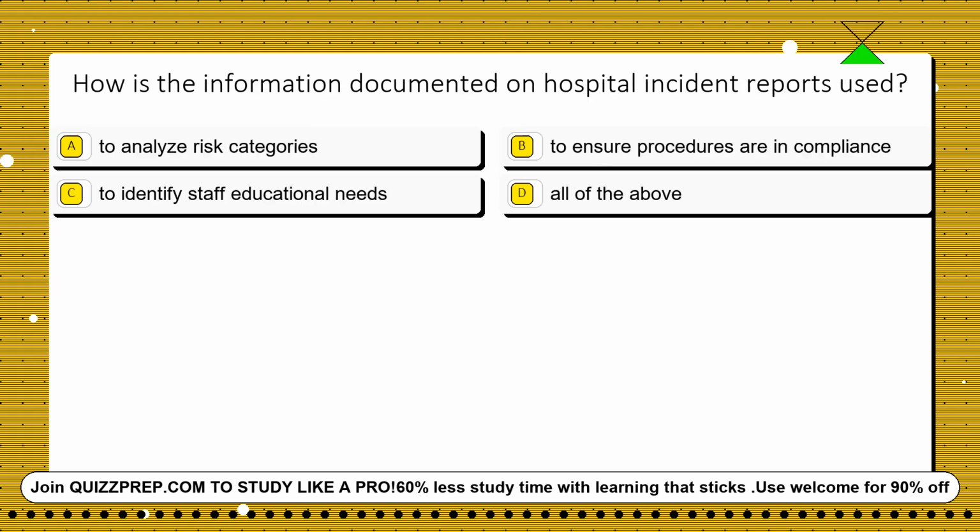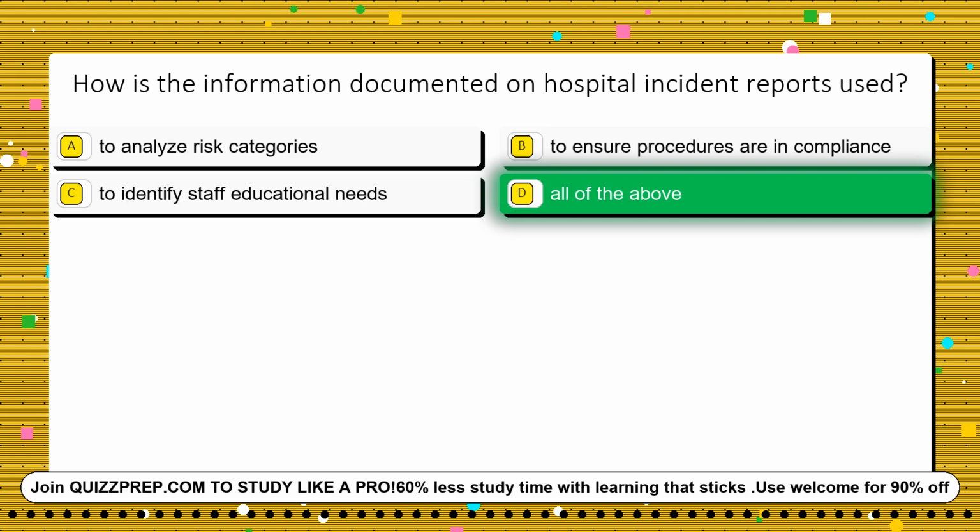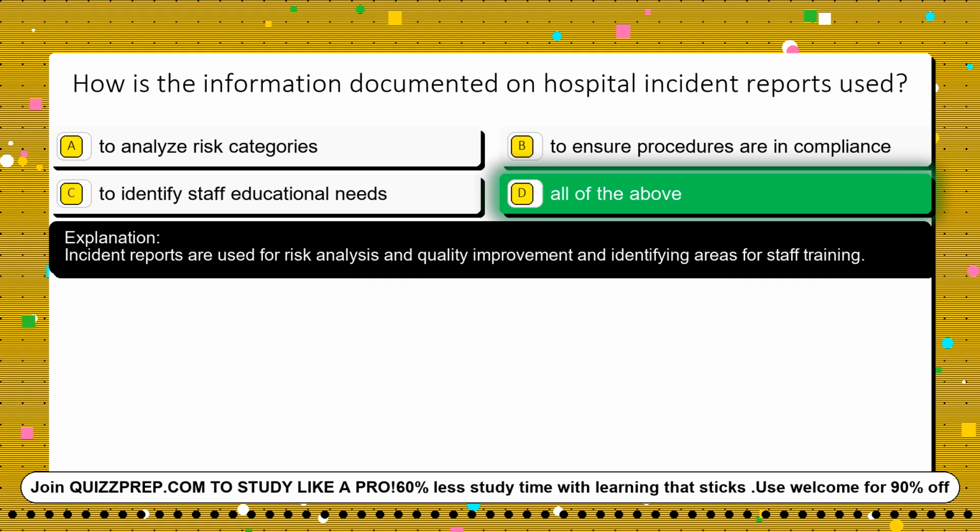Question 125. How is the information documented on hospital incident reports used? Option A, to analyze risk categories. Option B, to ensure procedures are in compliance. Option C, to identify staff educational needs. Option D, all of the above. The correct answer is option D, all of the above. Incident reports are used for risk analysis and quality improvement and identifying areas for staff training.